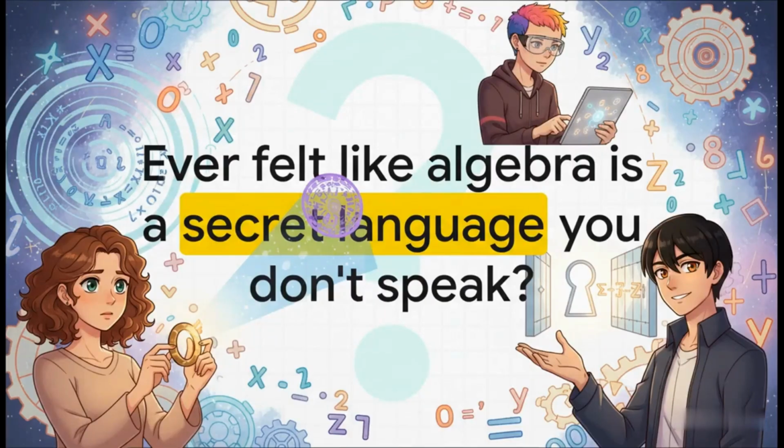Have you ever looked at an equation, with all the letters and numbers, and just felt like you're trying to read some kind of secret message? Like you're missing the decoder ring or something? Well, you are definitely not alone. For so many people, it just looks like a jumble of confusing symbols.